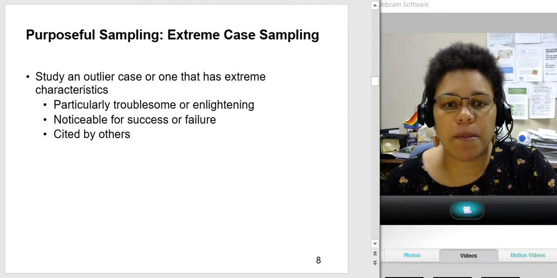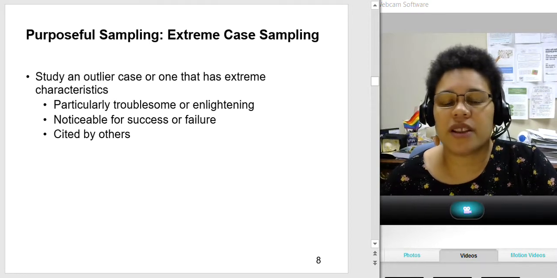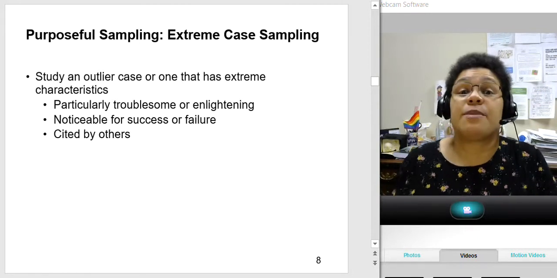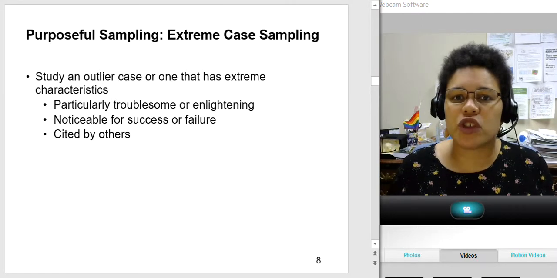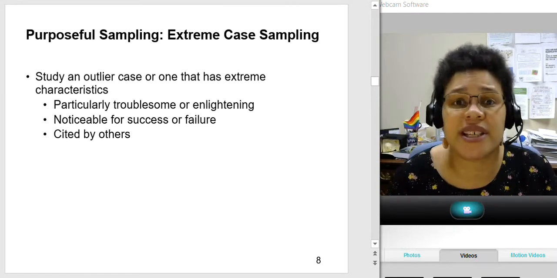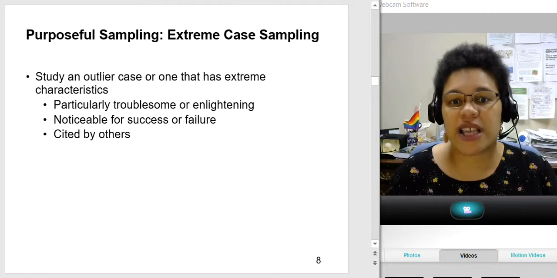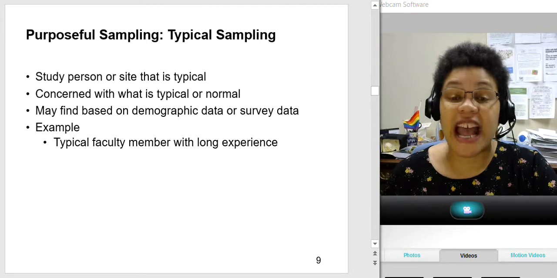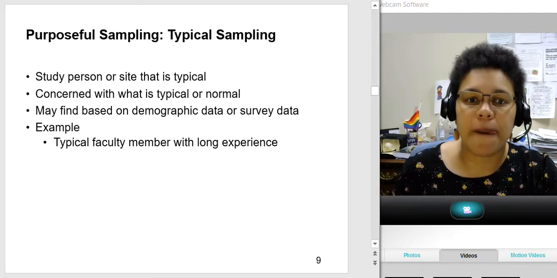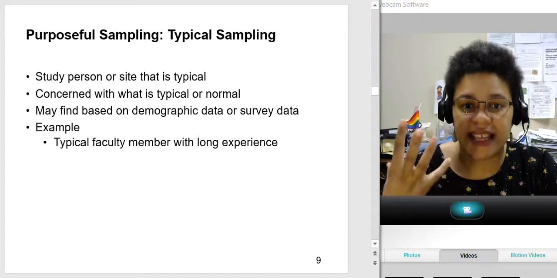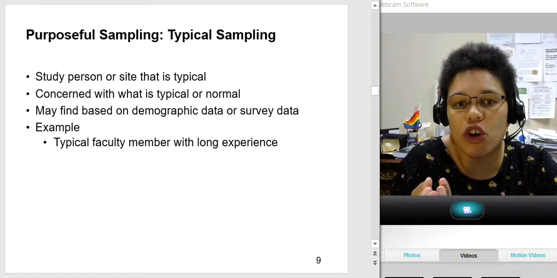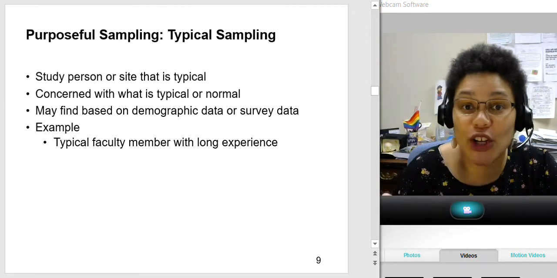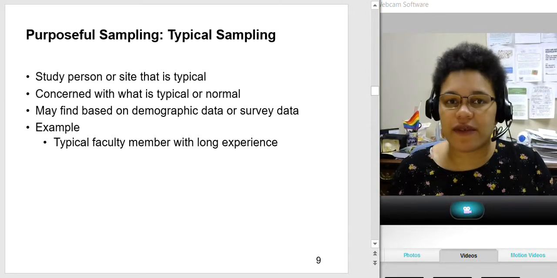Extreme or deviant case sampling: that outlier case, or the one that has extreme characteristics. Let's say you're studying the school to prison pipeline. Maybe you're going to choose someone who was imprisoned particularly young, for example. And typical sampling is the opposite, in that you're studying the person or site that's typical. You're concerned with what's typical or normal. And you may determine where to go or who to talk to based on some kind of quantitative data.